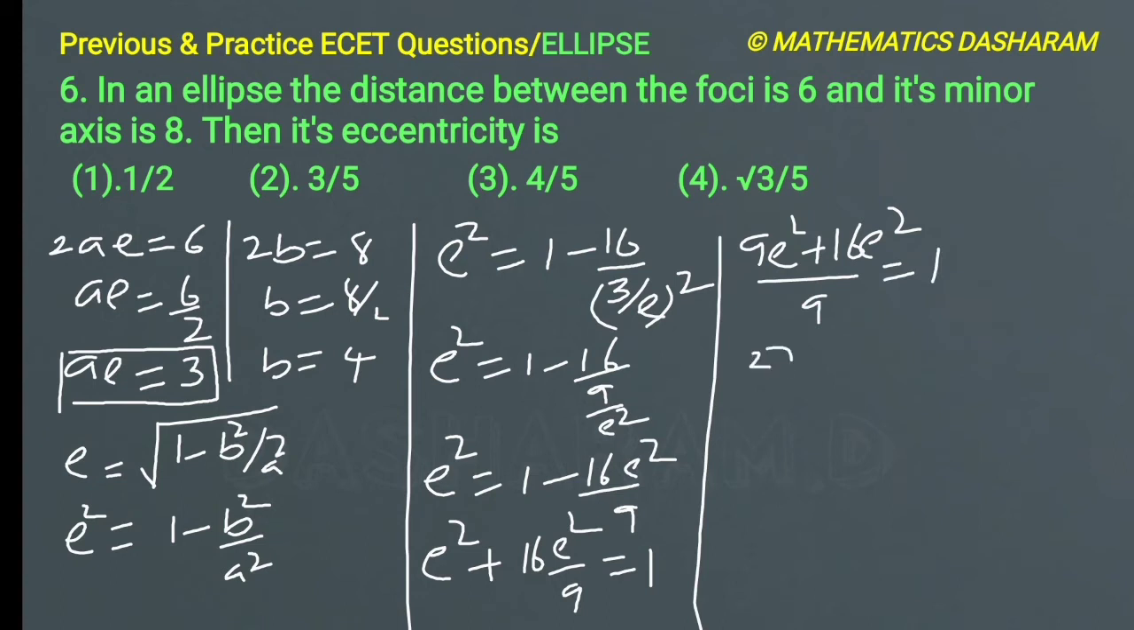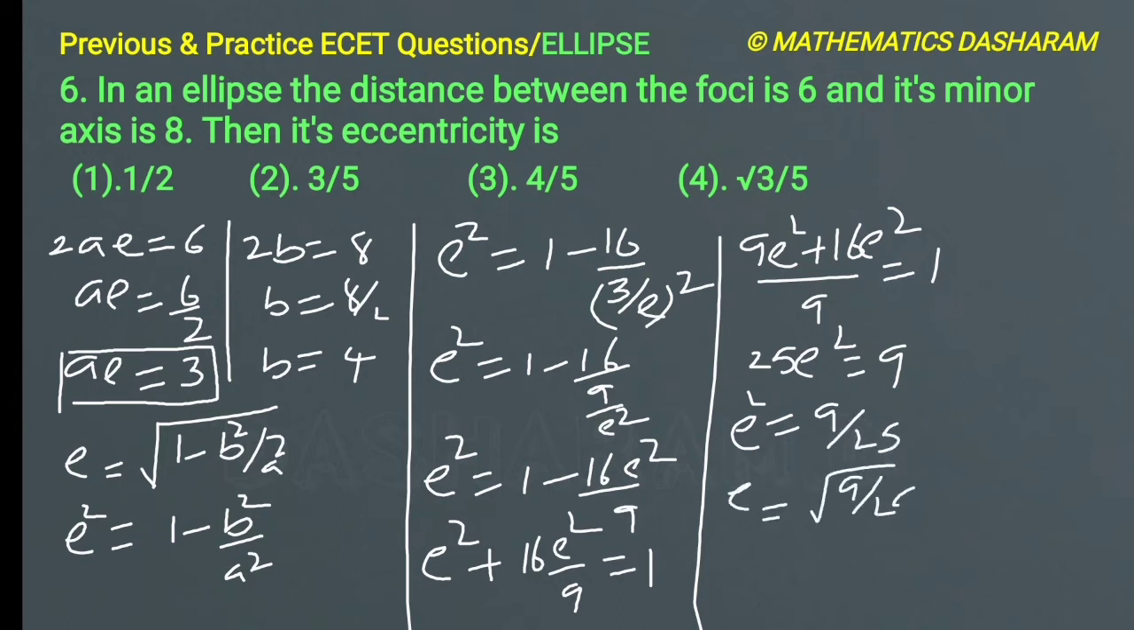Then 25 e square equals 9, transposed to the right side. So it is equals 9. Then e square equals 9 by 25. Then e equals under root 9 by 25. Then e equals 3 by 5. So option 2 is correct.